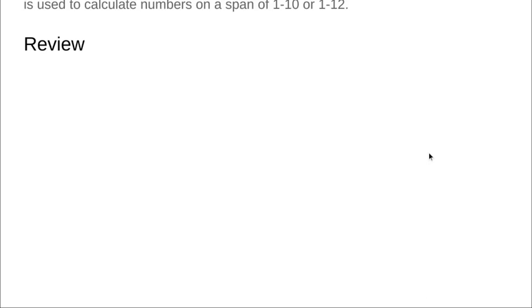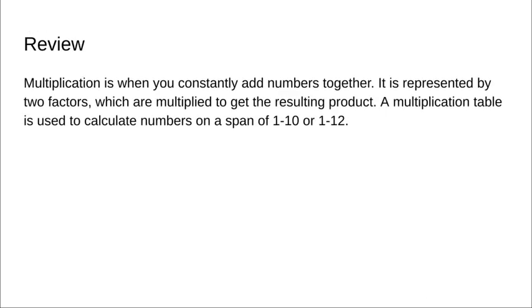So here's a review. Multiplication is when you constantly add numbers together. It is represented by two factors which are multiplied to get the resulting product. A multiplication table is used to calculate numbers on a span of 1 to 10 or 1 to 12. That's only standard, remember.